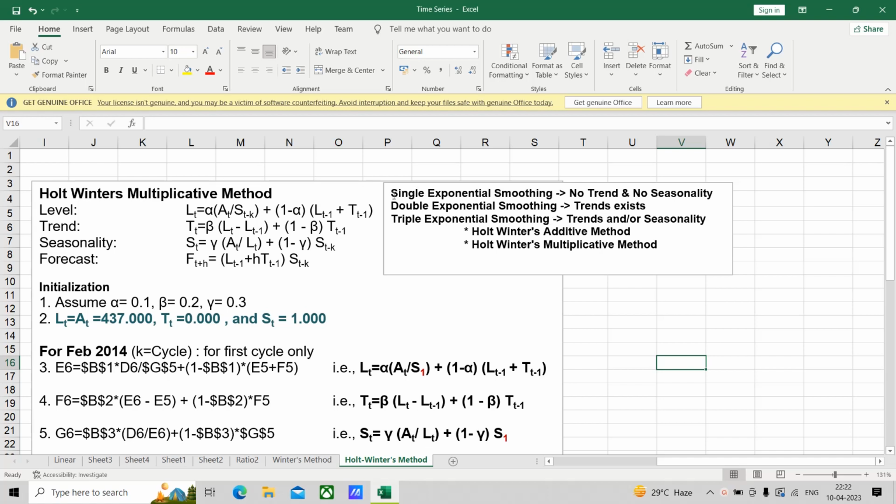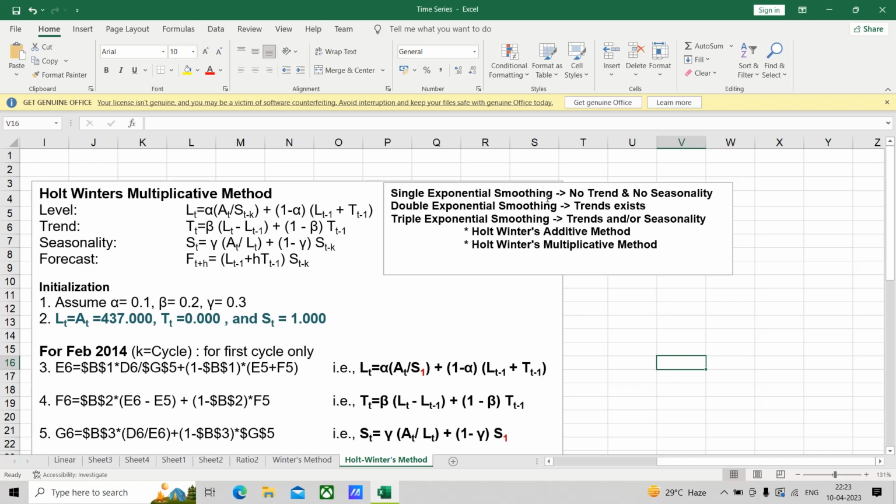As we know, in time series there are different ways to find the forecasting. First is moving average, then second one is regression method, and then third one is exponential smoothing method, and fourth one is simulation method that I have discussed in the earlier video. This exponential smoothing method has three types: single exponential smoothing, double exponential smoothing, and triple exponential smoothing.